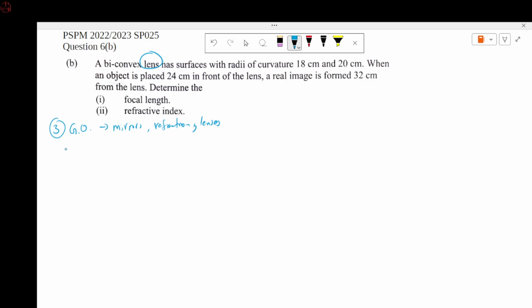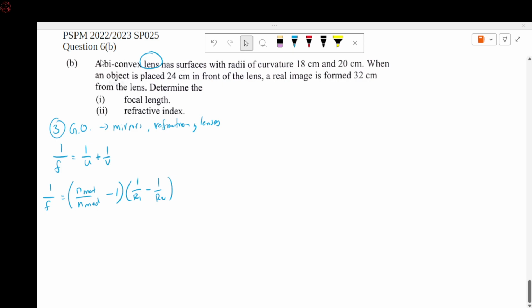In lenses, we have two main equations. You have 1 over f equals 1 over u plus 1 over v. And then you have a second equation: 1 over f equals the refractive index of the material of the lens over the medium, minus 1, times 1 over r1, which is the radius of the first surface, minus 1 over r2, which is the radius of the second surface. So there are two equations to determine the focal length in lenses.